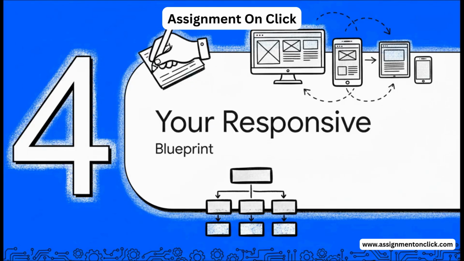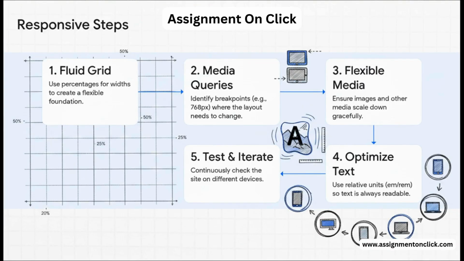Okay, so we've got the what. Now let's talk about the how. Here's a practical, step-by-step blueprint to get it done. First things first, build your foundation with a fluid grid, using percentages. Then, figure out your key breakpoints. You know, the points where the layout needs to shift for phones, tablets, and desktops, and use your media queries there. Next, make sure your images and other media are flexible so they don't break everything. Then, use relative units for your text, so it's always easy to read. And finally, and this is a big one, test, test, and test again on every device you can get your hands on.